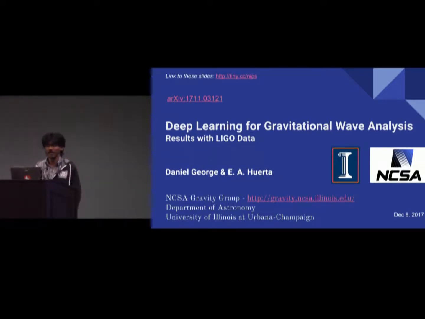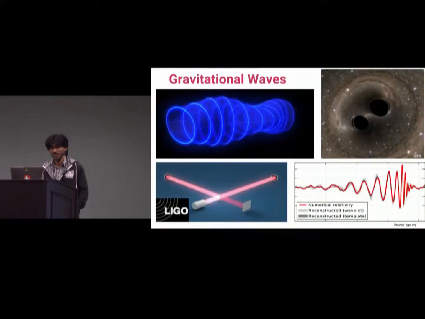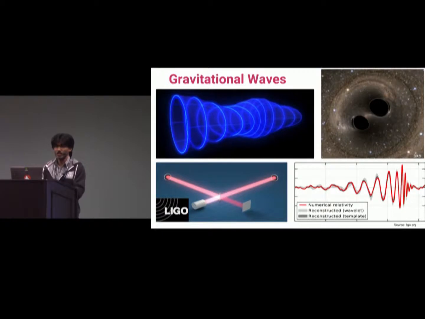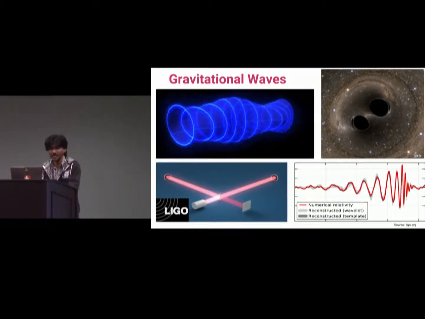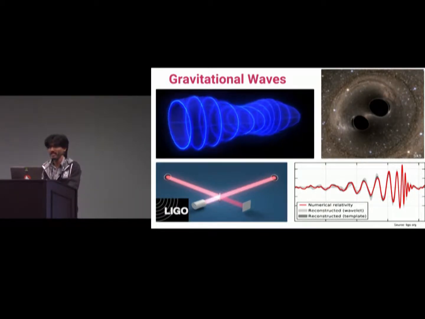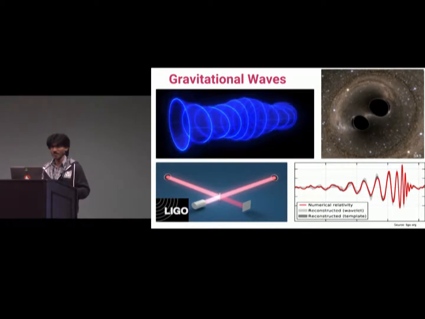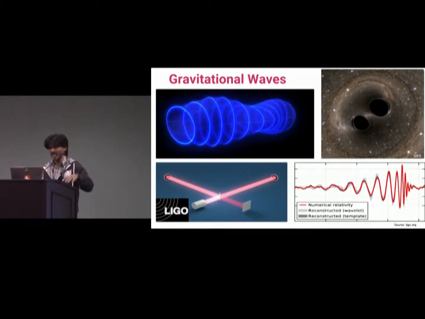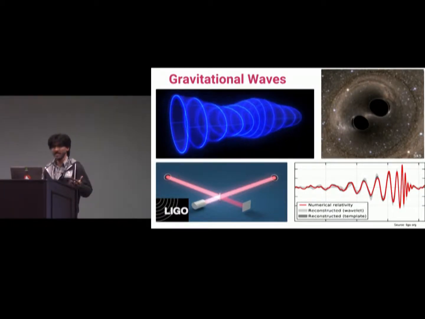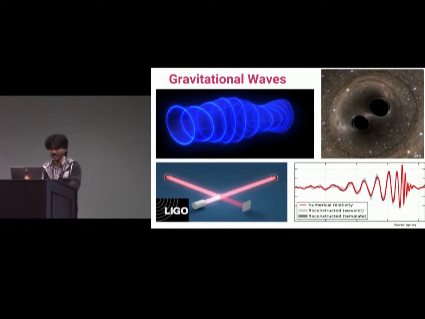Okay then, good afternoon everyone. So I'll be talking about a bunch of deep learning techniques for doing gravitational wave analysis. So 100 years ago, Albert Einstein came up with the general theory of relativity. This showed that gravity is the curvature of space and time. So space-time can be thought of as a rubber sheet, and this can stretch and squeeze, and that can actually produce this force called gravity.